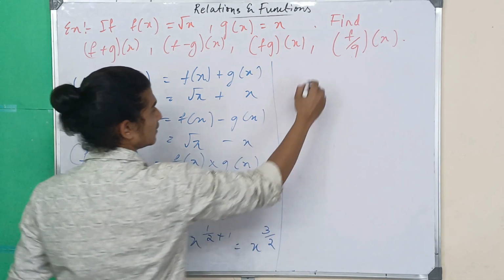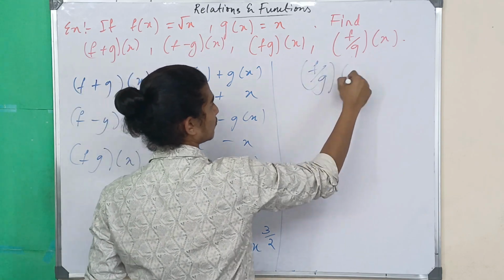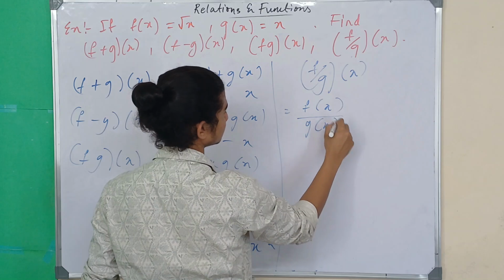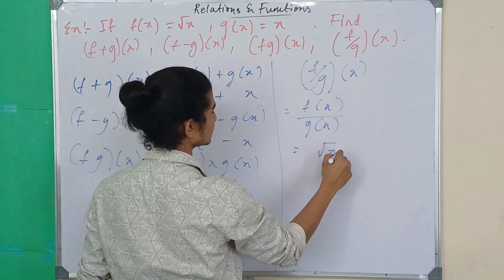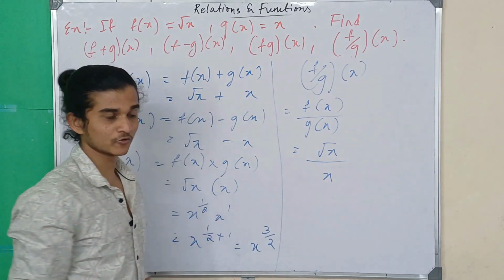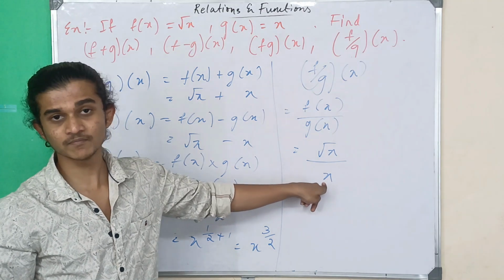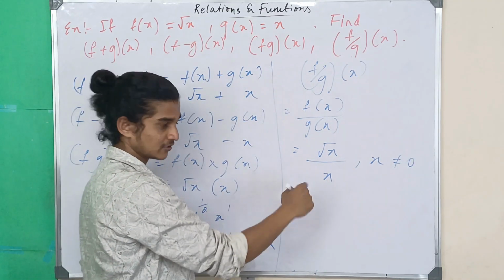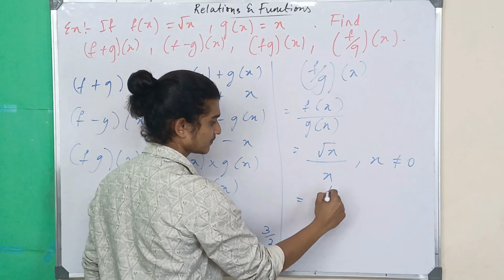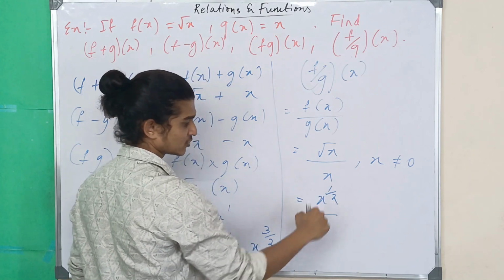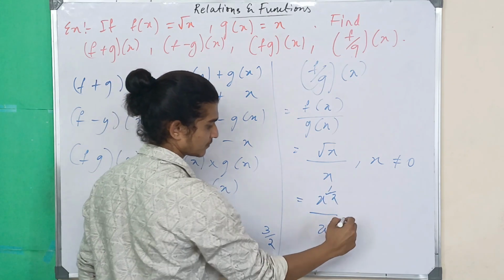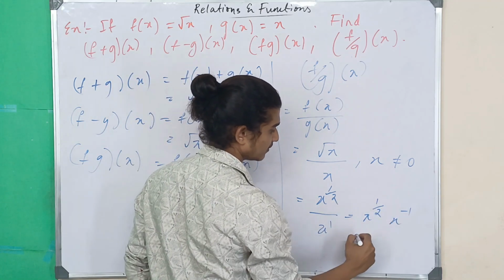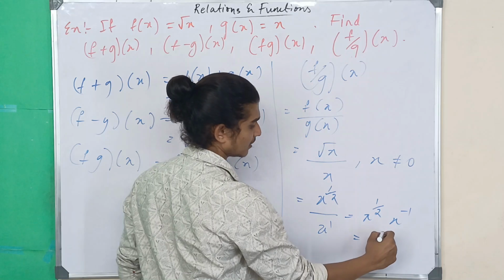And the next one is f by g of x, which is f of x divided by g of x. Now our f of x is square root of x and our g of x is x. As I told you before, you need to make sure that x doesn't become 0. So I'm going to write x not equal to 0. You can further simplify this also. Our root x is basically x to the power half, and this is x to the power 1. So if this goes up, it becomes something like this: x power half into x power minus 1. If you simplify this, x power minus half.